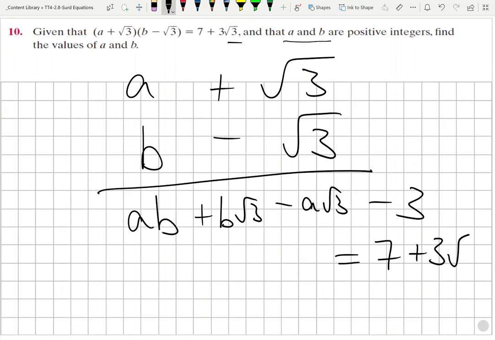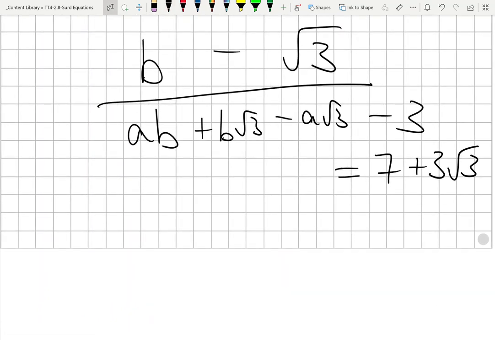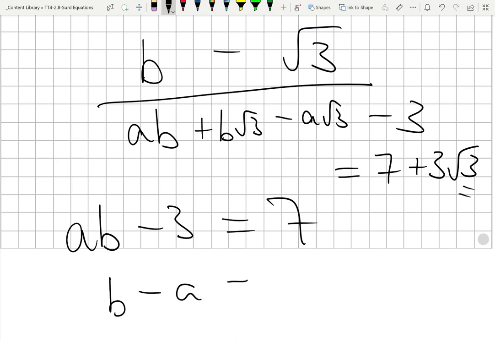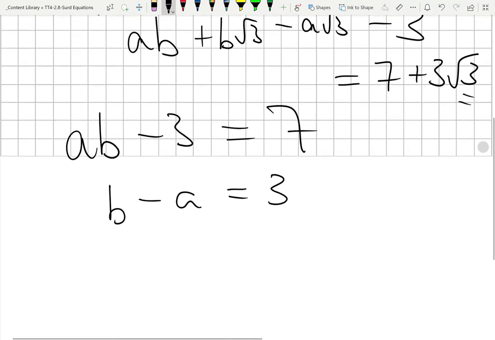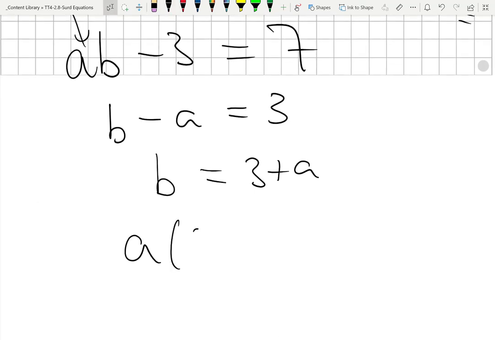So this wasn't taught to us anywhere in this section. And it's this. The whole numbers must give an equation. So AB minus 3 equals 7. And the square root 3's must be equal. So B take A equals 3. Okay? Now this is non-linear and this is linear. So we're going to substitute B as 3 plus A. So now we have A times 3 plus A equals 10.